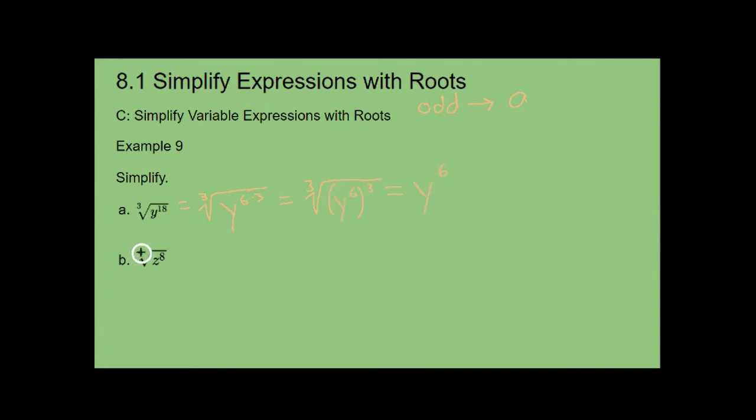Here we have the fourth root. So I want to take the fourth root of z to the something times 4. And in this case, we have an 8, so it's going to be 2 times 4. Okay, and then I'm going to rewrite that as the fourth root of z squared to the 4th power. Like I said, if you can skip this step, go for it. Okay, so I'm taking the fourth root of something to the 4th power. That something is z squared, so my answer is z squared.